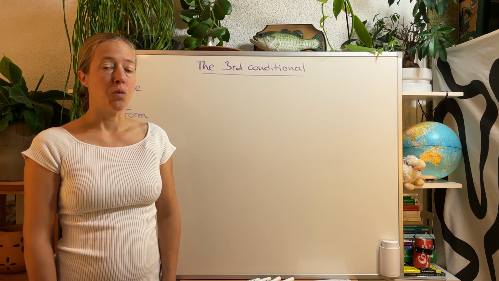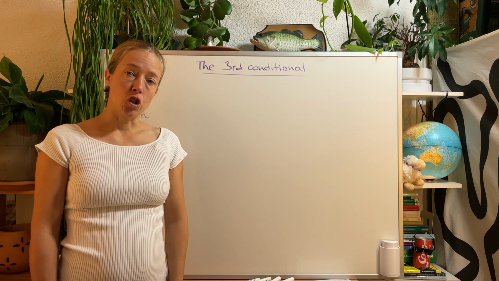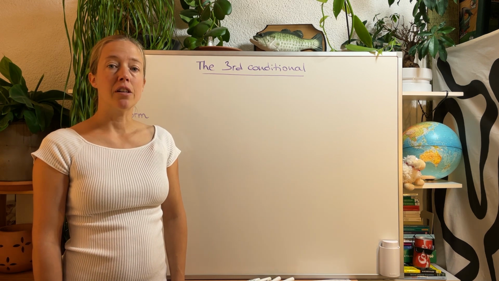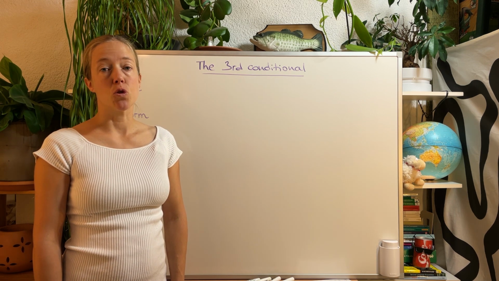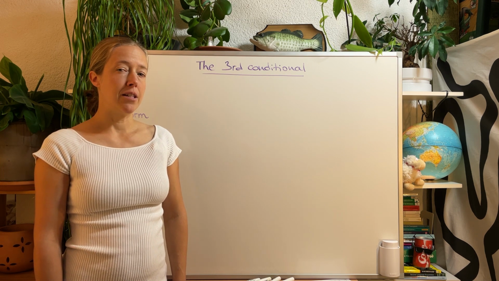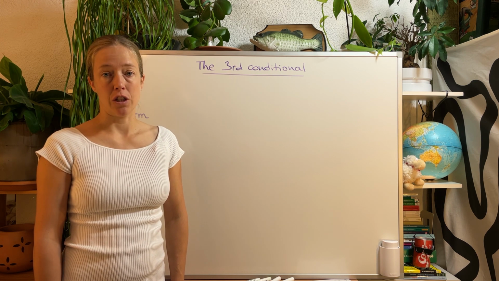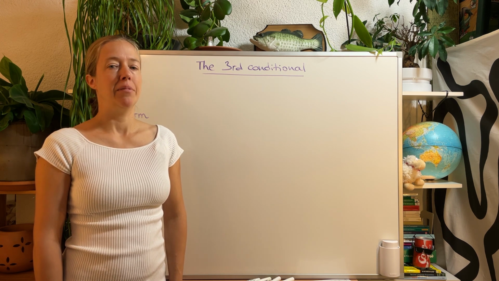In this video, we're going to talk about the third conditional. The third conditional is the only conditional structure that refers to the past. It's used for unreal situations in the past and their unreal result in the past. Let's write that down.